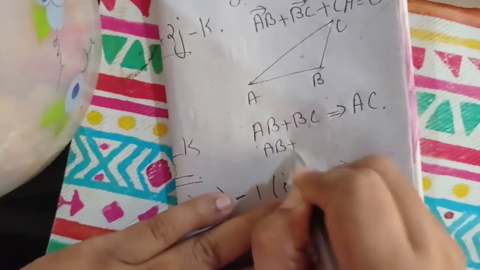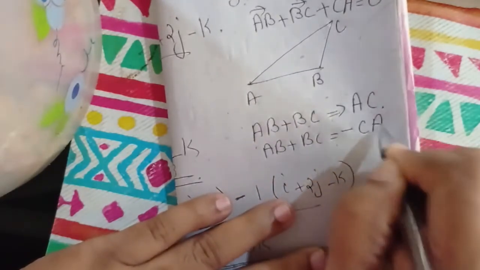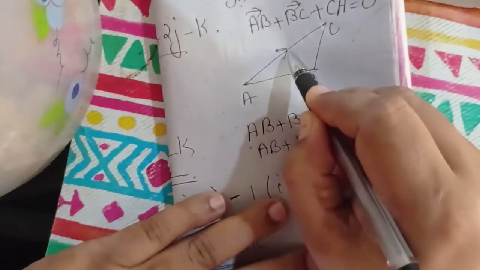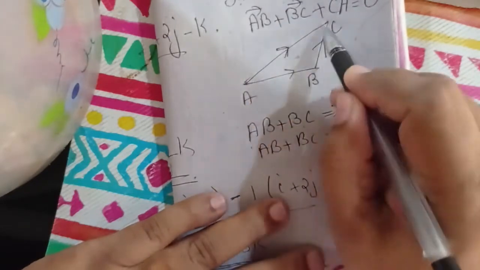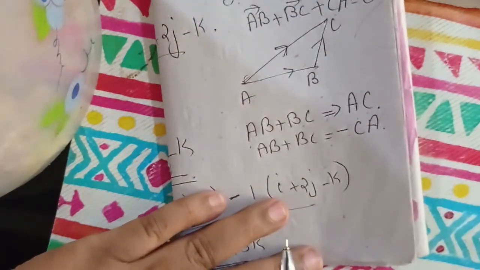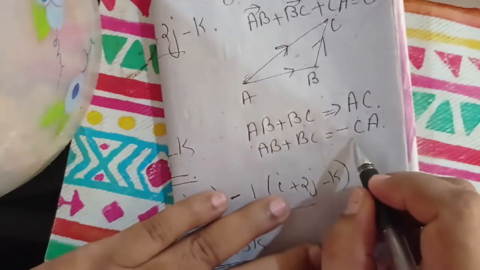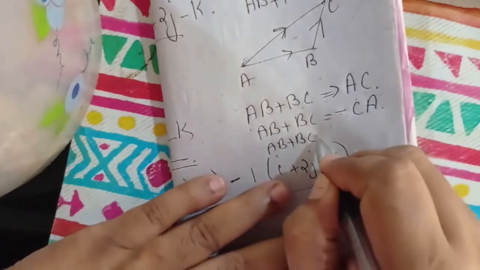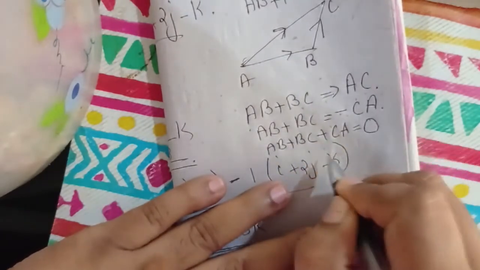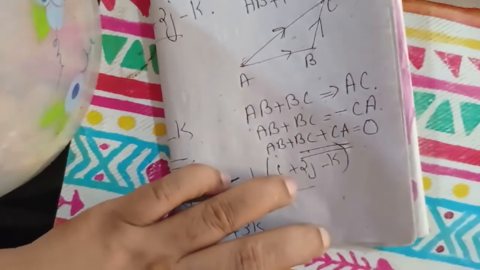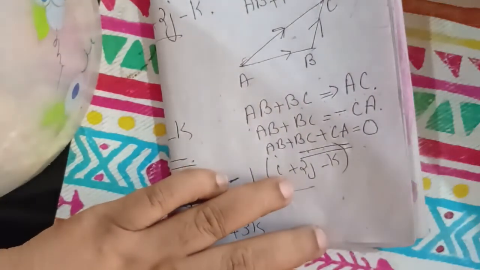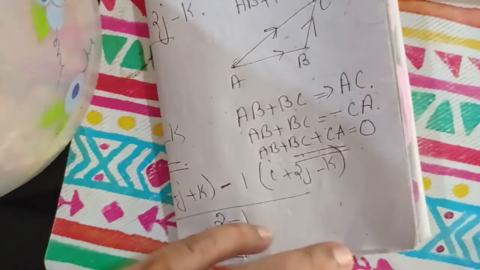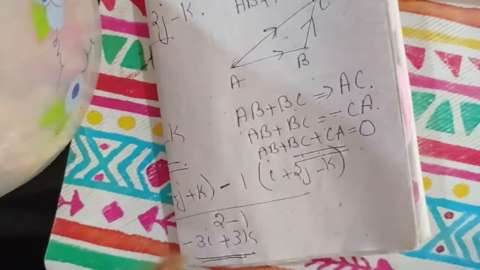Then AB plus BC is equal to minus CA. We can change the direction. AC means, look here, in this direction. AB, BC, and the answer is in the opposite direction. That is the triangle law of addition in the case of vectors. Then AB plus BC minus AC, we convert to the LHS side, changes to CA, equal to 0. Hence proved. This is the triangle law of addition. Understand?